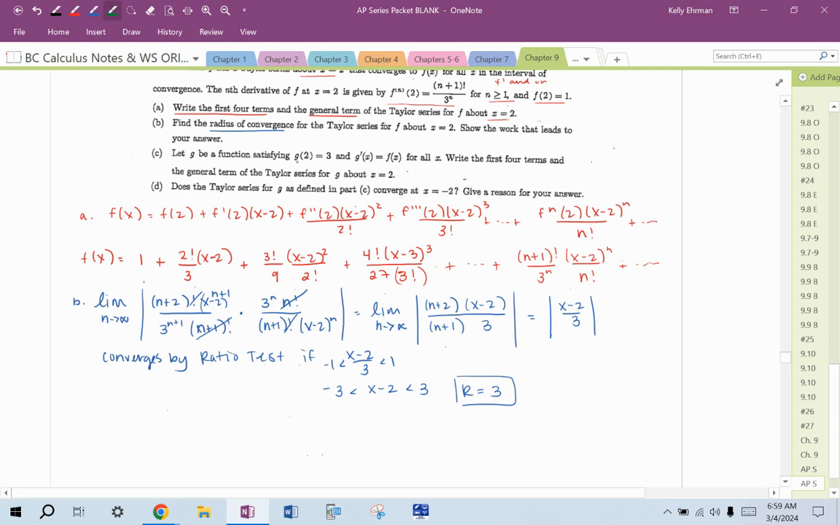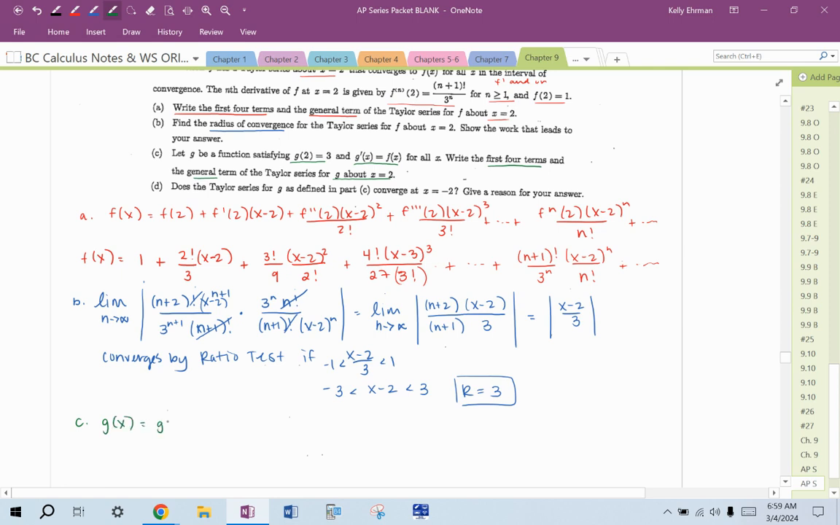Let g be a function satisfying this: g of 2 is 3, and g prime of x is equal to f of x for all x. Write the first 4 terms and the general term for the series for g about x equals 2. So again, build it first.